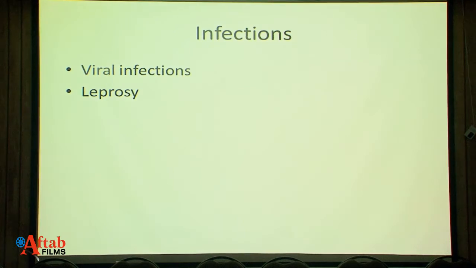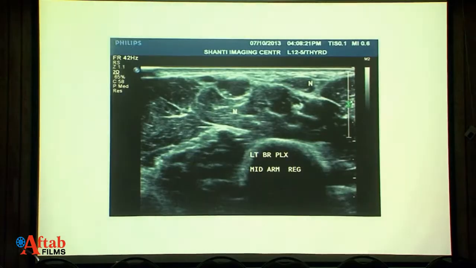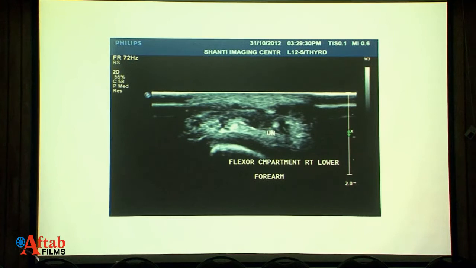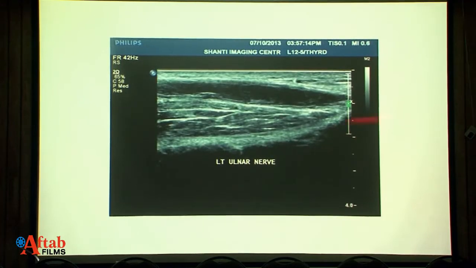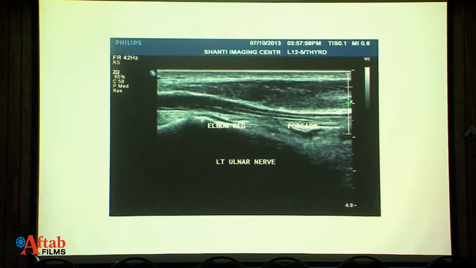Then coming to infections, viral infections and leprosy are common. So this is a localized edematous ulnar nerve, and in longitudinal section you can see this is the edematous ulnar nerve at the posterior part of the ulna, and some fibers are still there which are continued.